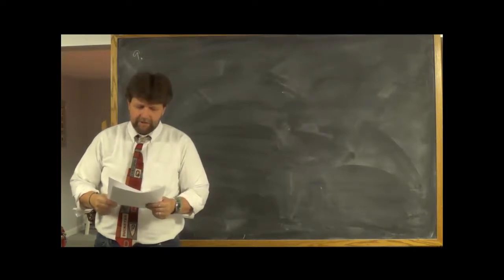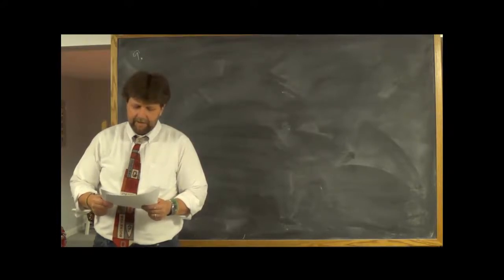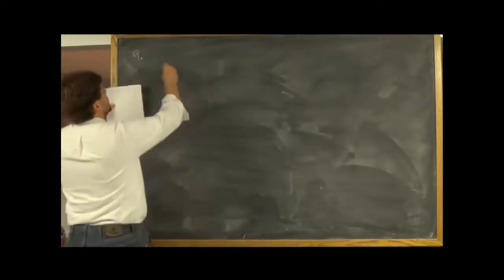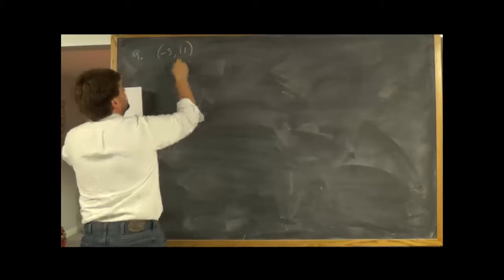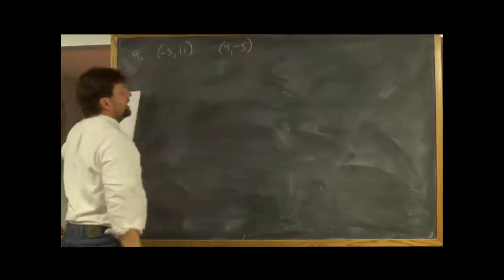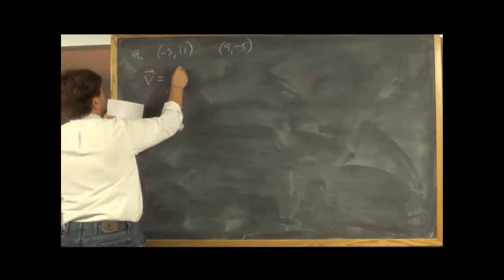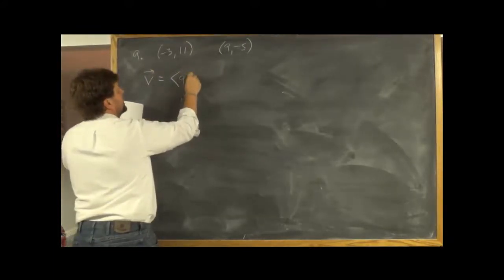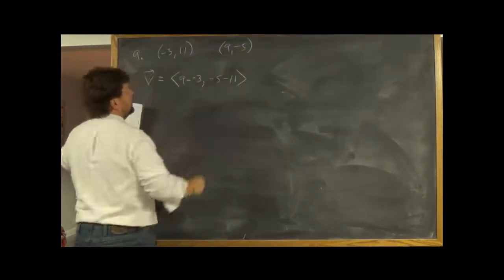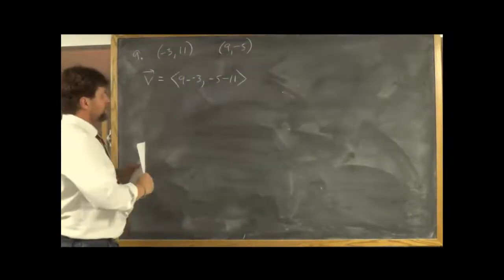So in number 9, you're asked to determine the component form of a vector that has an initial point at -3, 11, and a terminal point at 9, -5. So if the initial point is -3, 11, and the terminal point is 9, -5, the vector in component form is 9 minus -3, comma, -5 minus 11. I always kind of remembered it as the terminal minus the initial.